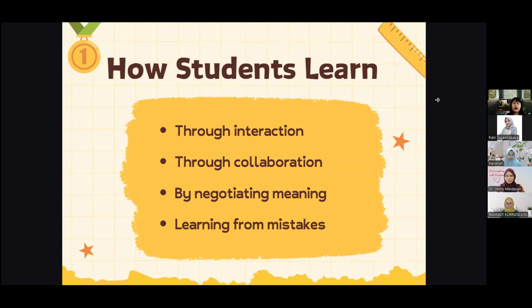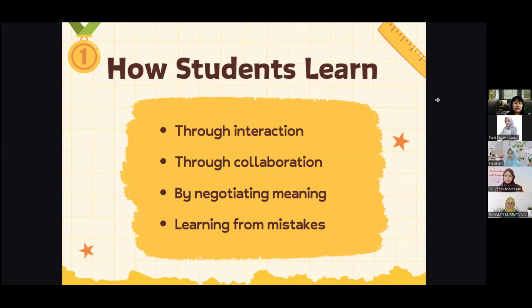Now let's move on to how students learn in communicative language teaching. As we can see on this slide, students learn through interaction and collaboration. This means they don't just listen to the teacher, but they actively communicate with others. For example, students can work in pairs to practice a dialogue like ordering food in a restaurant. One student becomes the customer and the other becomes the waiter. From this activity, the students learn by discussing, asking questions, and sharing ideas with their friends.